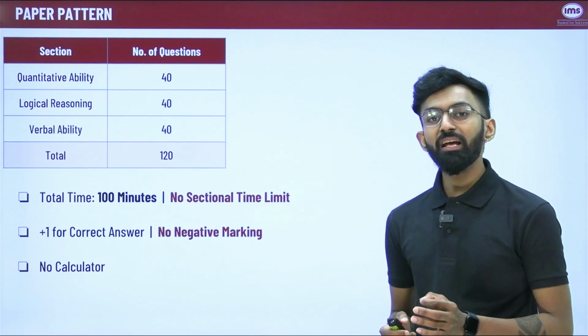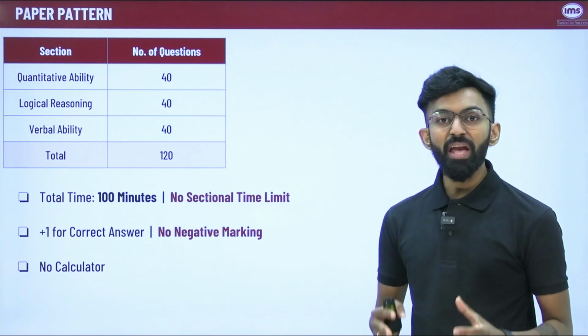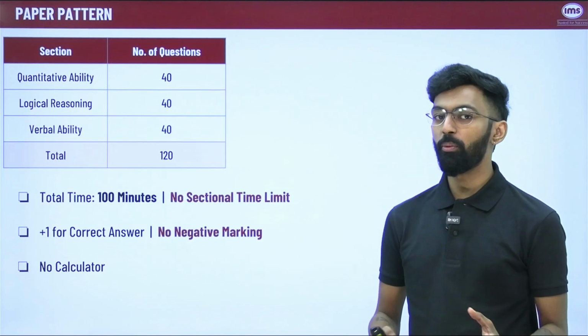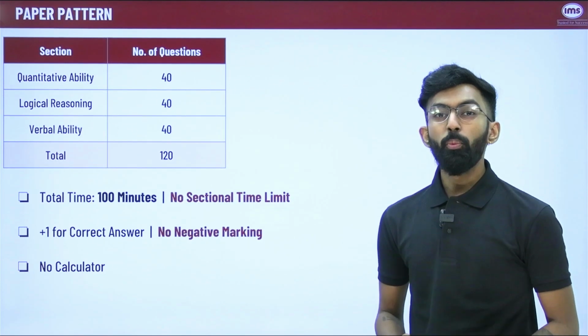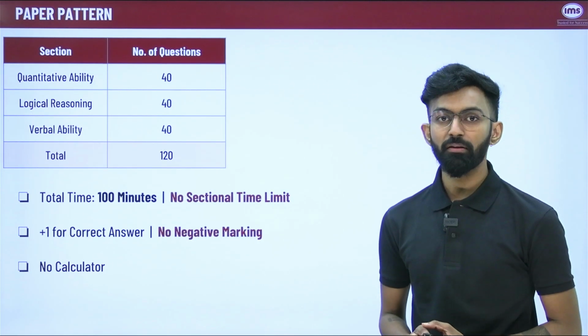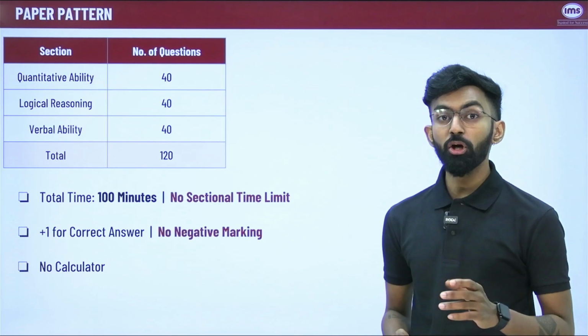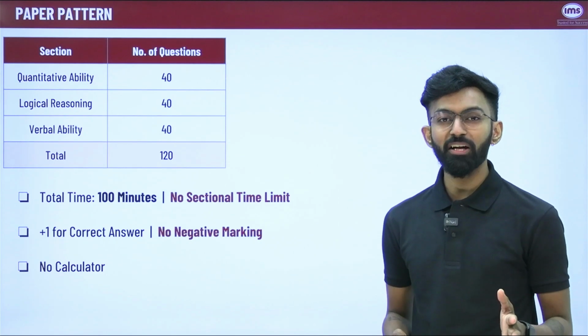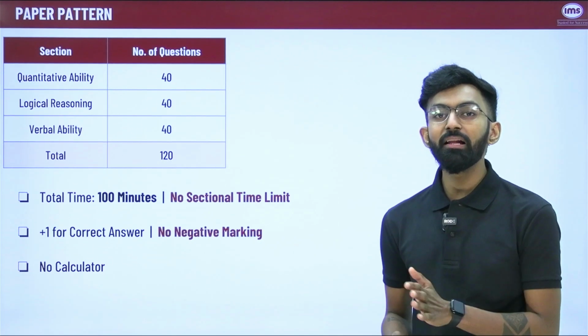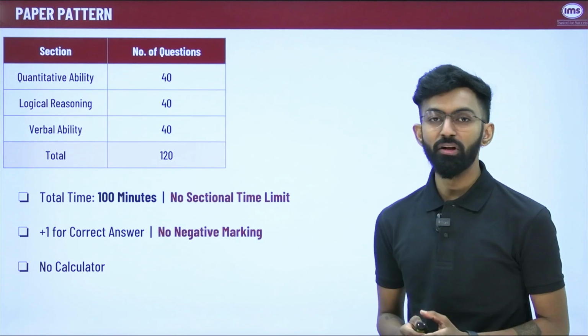So, for every correct, you get +1. Since there is no negative marking, you need to make sure that you are attempting all 120 questions. Next, very important that there is no calculator available inside NPAT. So, you must memorize your tables, be good with your squares, cubes, factorials so that you can quickly do your mental calculations and navigate through the entire quant section.